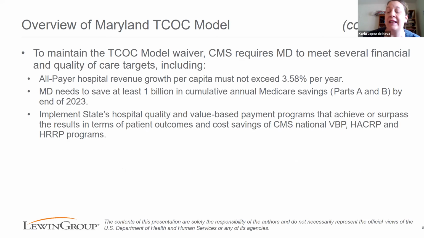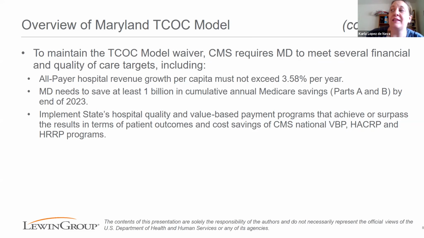One thing I want to mention is that to maintain the total cost of care model waiver, CMS requires the state to meet certain financial and quality of care targets. One of them, which I'm going to be talking about, is that the annual all-payer hospital revenue growth per capita cannot exceed 3.58% per year. It also requires Maryland to save $1 billion in cumulative annual Medicare savings by the end of 2023. And it requires the state's quality programs to perform as well, if not better, than the Medicare national quality programs, like the hospital readmissions reduction program or the value-based programs, etc.